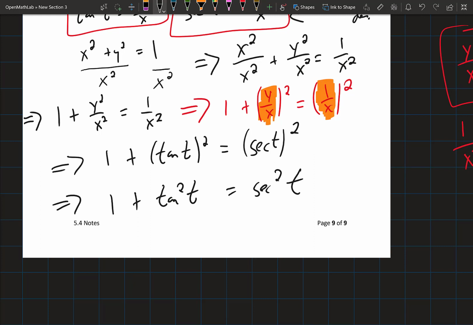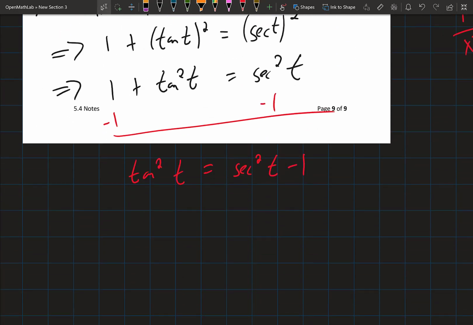And then we're trying to express tangent in terms of secant. So in other words, we want to solve for tangent. So I want to subtract 1 from both sides. I get tan squared t equals secant squared t minus 1. And then we don't want tangent squared by itself; we want tangent by itself. So what I can do is take the square root of both sides. And when I do that, I need to put a plus or minus on one of the sides. So then what we get is that tangent of t is equal to plus or minus the square root of secant squared t minus 1.